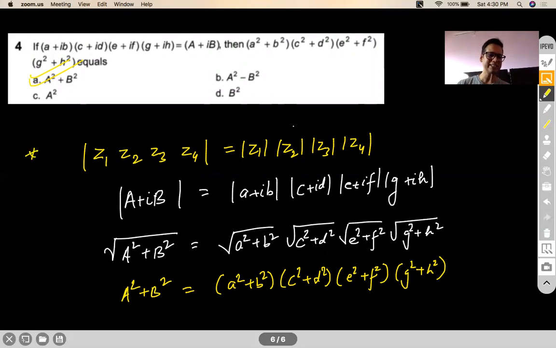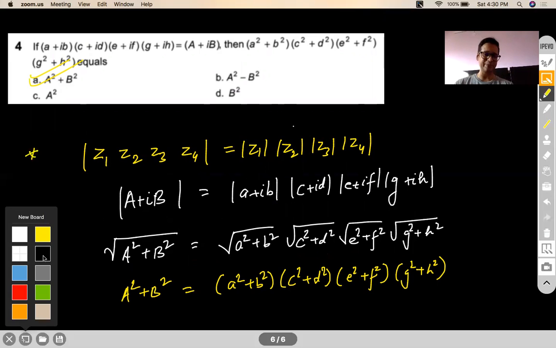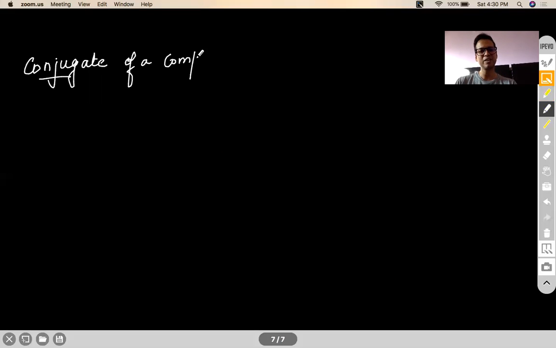Okay. So the next operation that we are going to talk about is division. Multiplication is done. Now we are going towards division. But before division, I would like to talk about the conjugate of a complex number. This is a very important and interesting concept. Conjugate of a complex number.